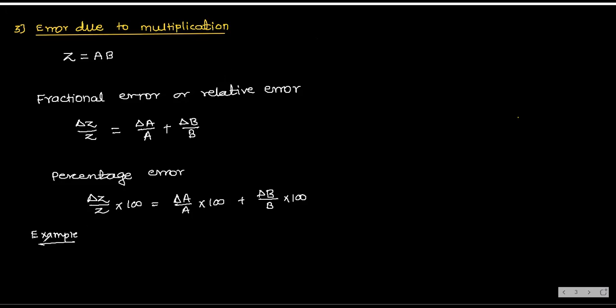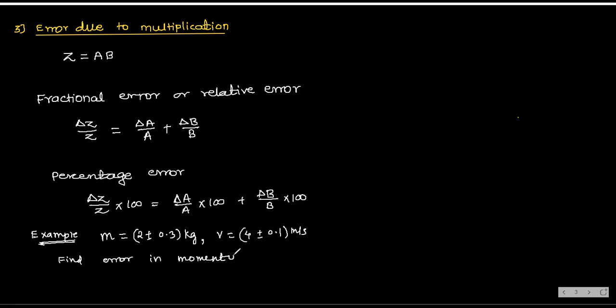Example. Suppose like this is there. M is equal to 2 plus or minus 0.3 kg, and v is velocity. This is 4 plus or minus 0.1 meter per second. Like this, values they have given, and he is asking, find error in momentum.